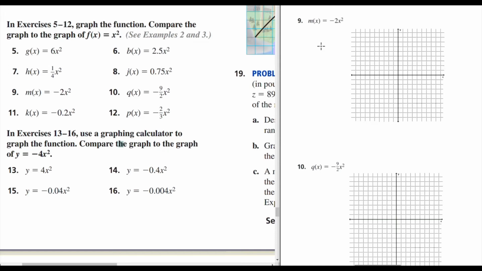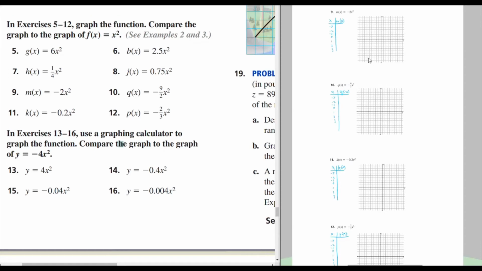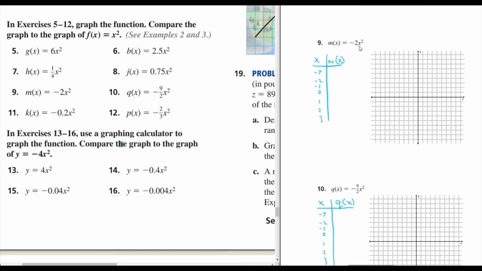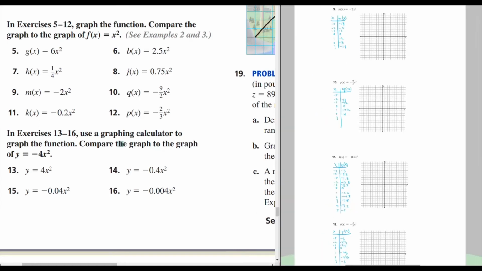All right, so let's go ahead and make the input-output tables for all of these. There we go. Input-output tables made. Little movie magic. So don't forget, when you plug in your values for x, you need to follow the order of operations. So you have to evaluate the exponent first and then multiply. So I'm going to go ahead and do that. And they're all filled in.